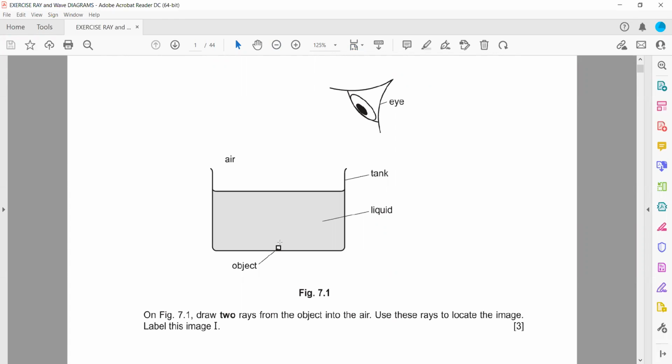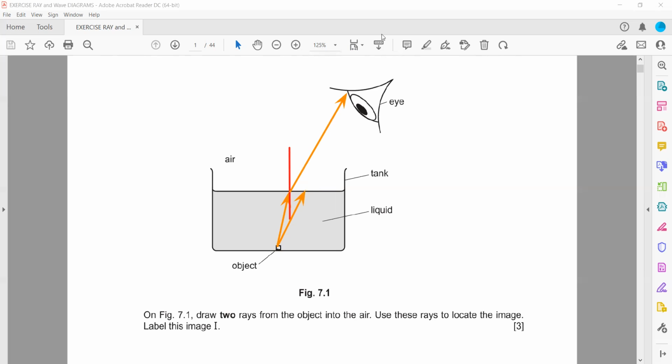When the light is in liquid, it is traveling slower, but when it travels in air, the speed of the light increases. As the speed of light increases, what will happen? If we draw the imaginary line, which is a normal, it will bend away from the normal. So this light ray will bend away from the normal. Same thing, another ray.